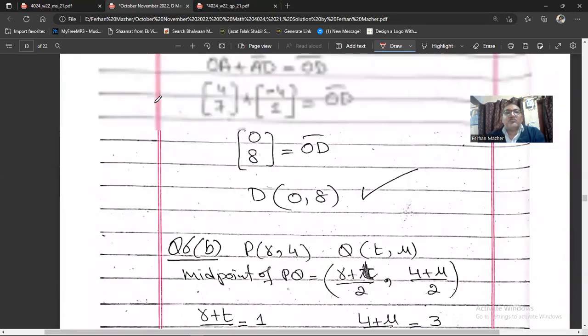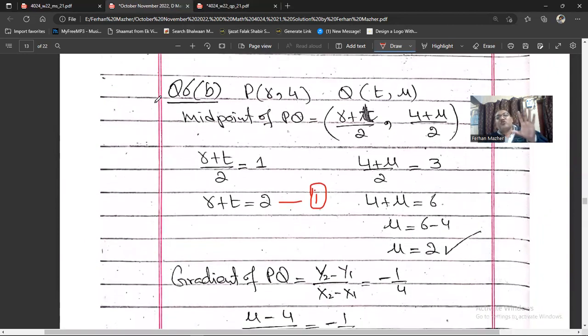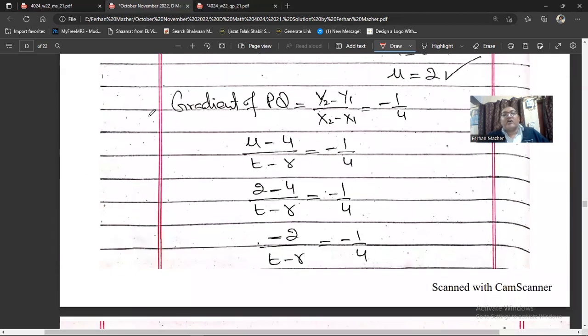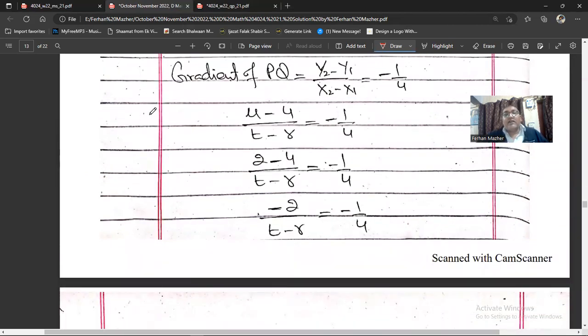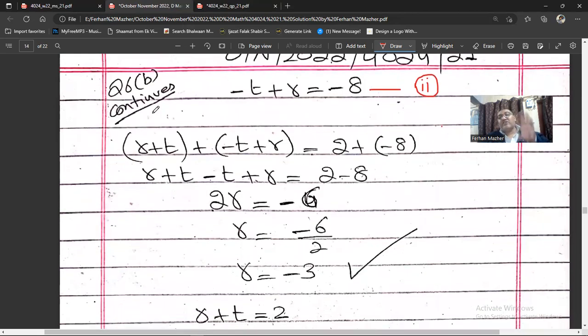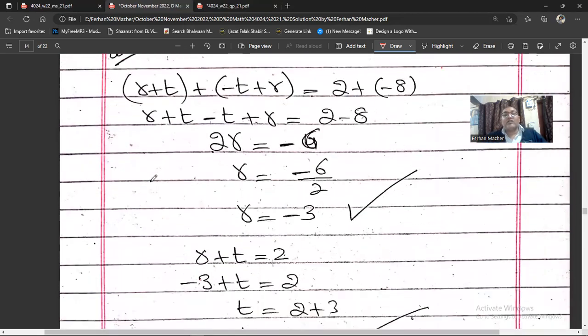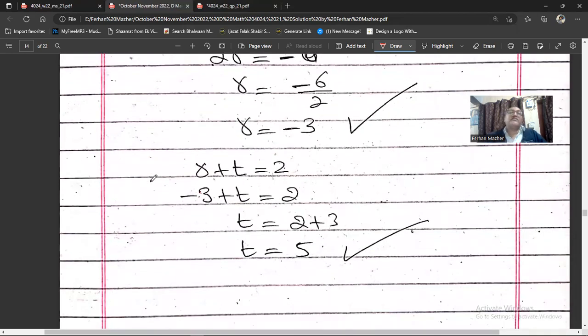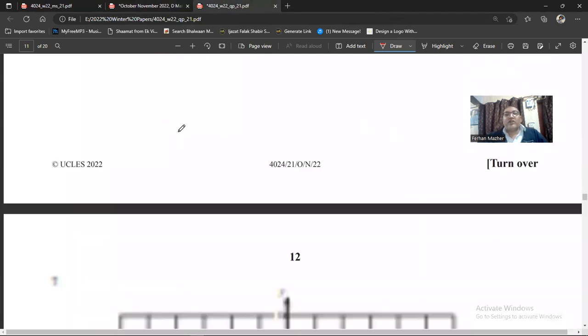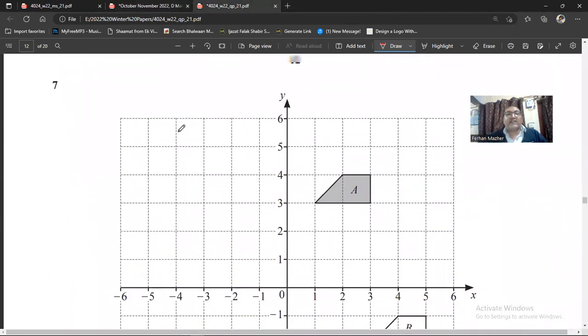So let me show you once again. You can pause the video. This is the first portion from where I got the value of U and I got an equation in R and T. And from the gradient, I got another equation in R and T. And then I solved them simultaneously and I got the value of R and the value of T. And this is how this is done. So I hope you have understood this. Okay, so we are going to the next question.